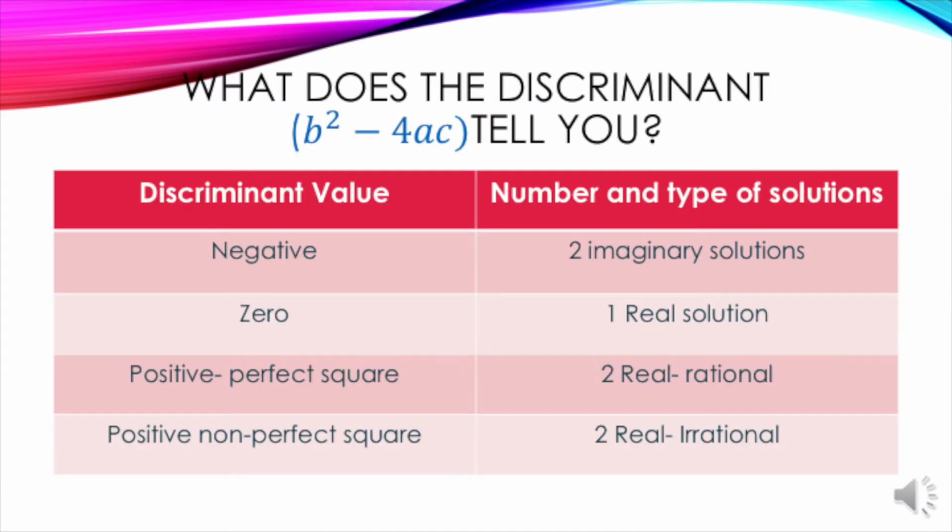What does the discriminant b squared minus 4ac tell you? If the discriminant value is negative, you have two imaginary solutions. If the discriminant value is 0, you have one real solution. If it's positive and a perfect square, you have two real rational solutions. If it's a positive non-perfect square, then you have two real irrational solutions.